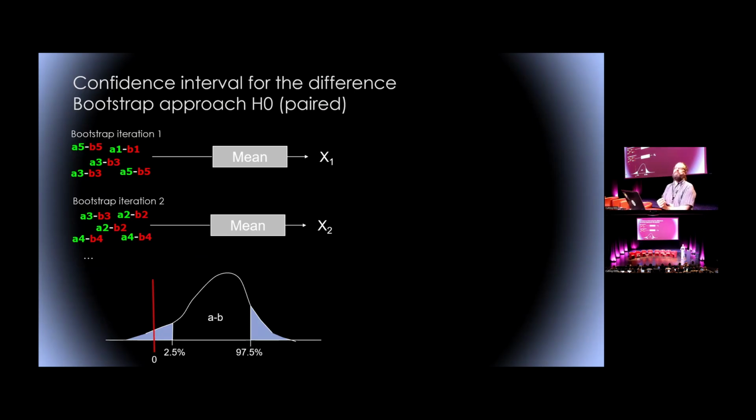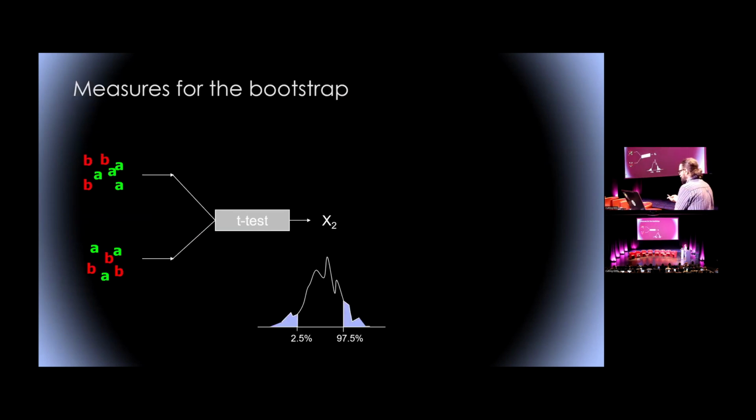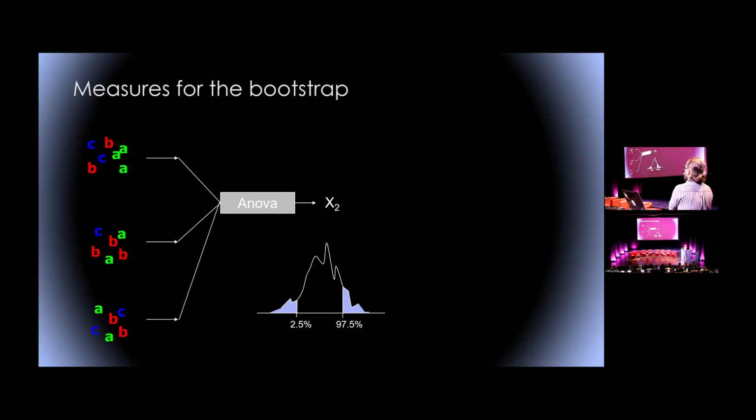I really like bootstrap because it's intuitively extremely simple. And what's interesting as well is that for these metrics, the mean or difference that we compute between our samples, we can actually use anything. We can use a t-test here instead of the difference. Or if we have more than 2 conditions, we can use an ANOVA. So this is an ANOVA bootstrap. We just use the ANOVA here as an aggregator to compute a metric across these different groups.